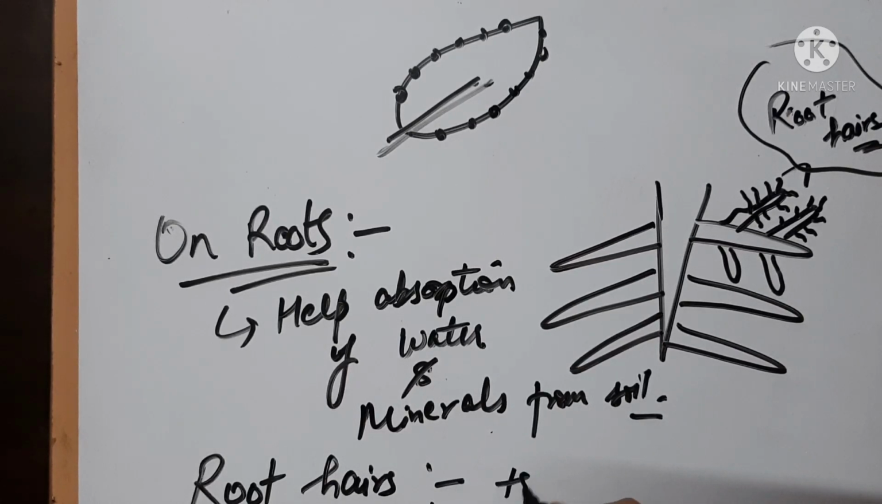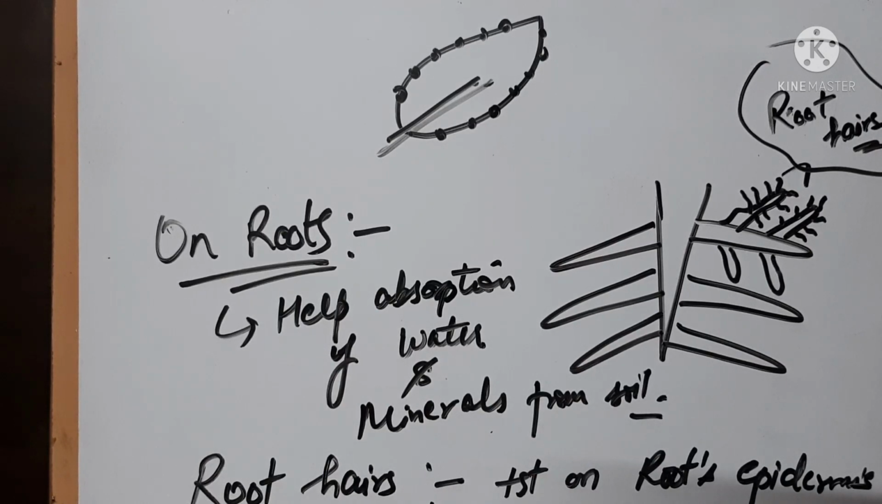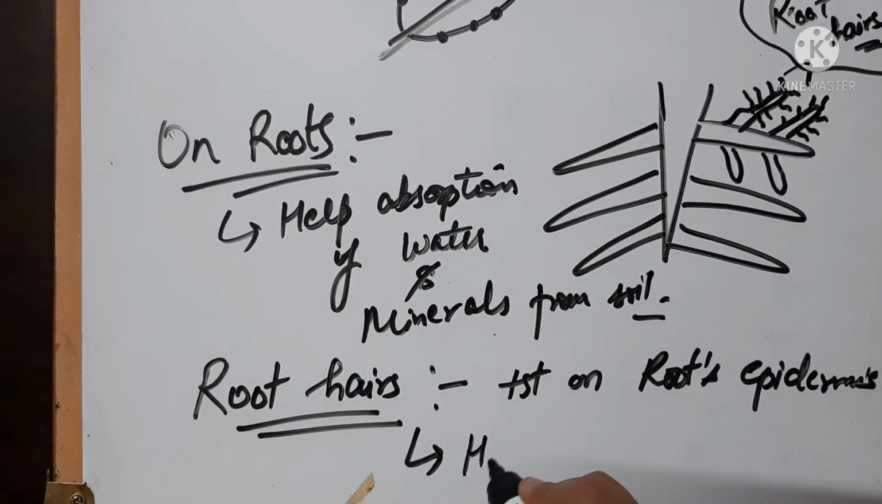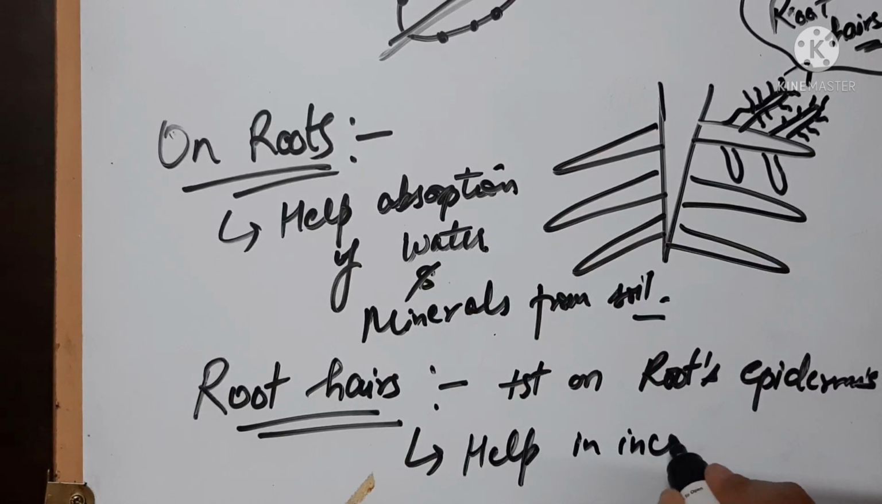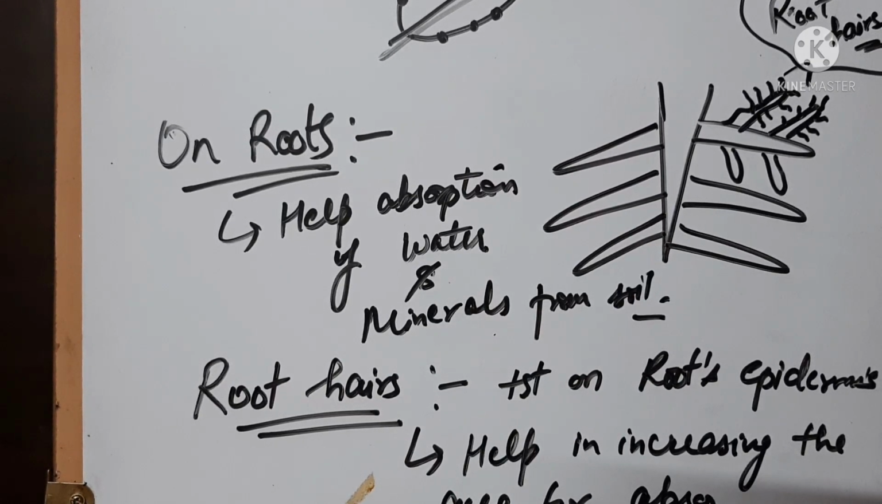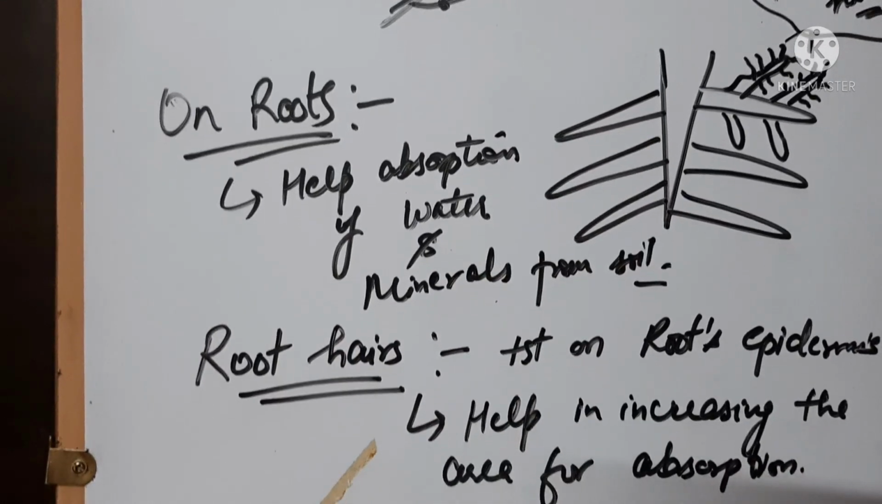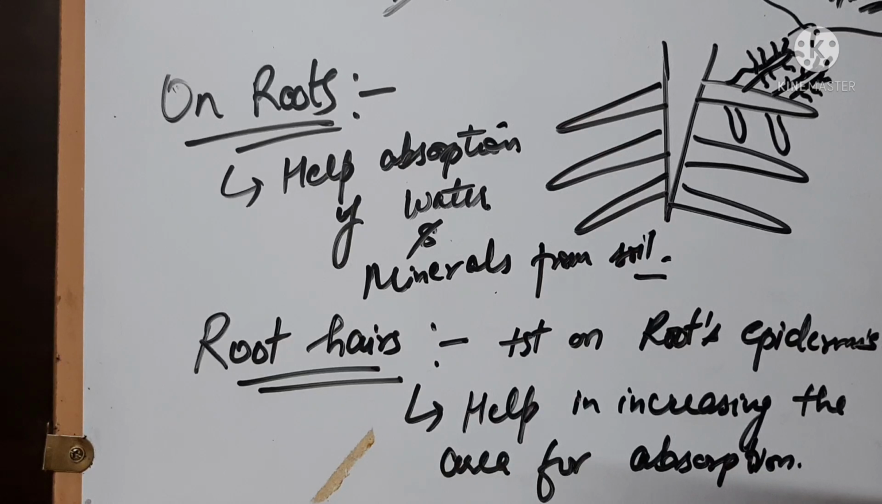Root hairs are present on the roots' epidermis, and these root hairs help in increasing the area for absorption of water and minerals from the soil. So the root hairs are present on the epidermis of roots, and they help in increasing the surface area for absorption of water.